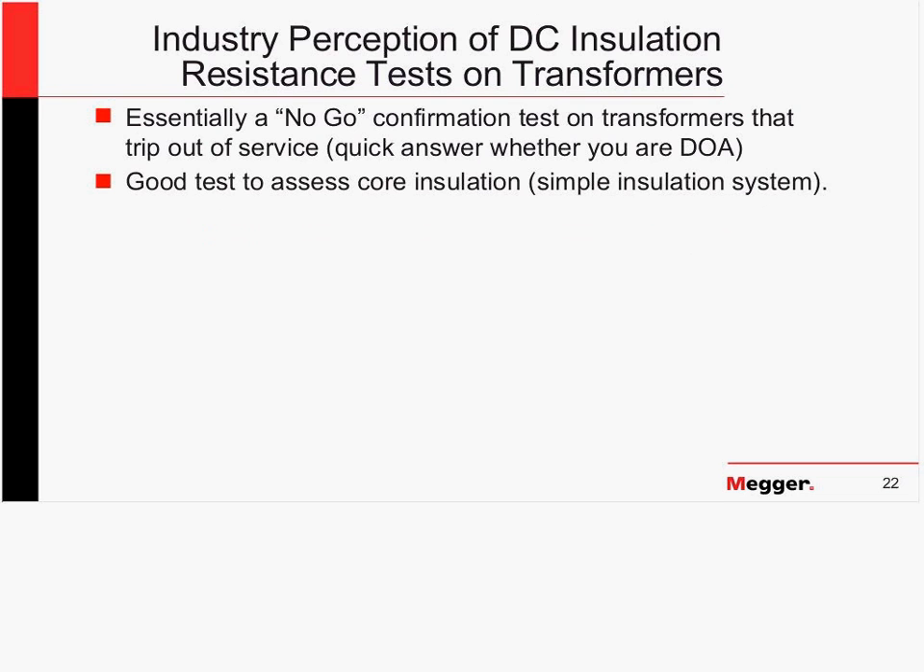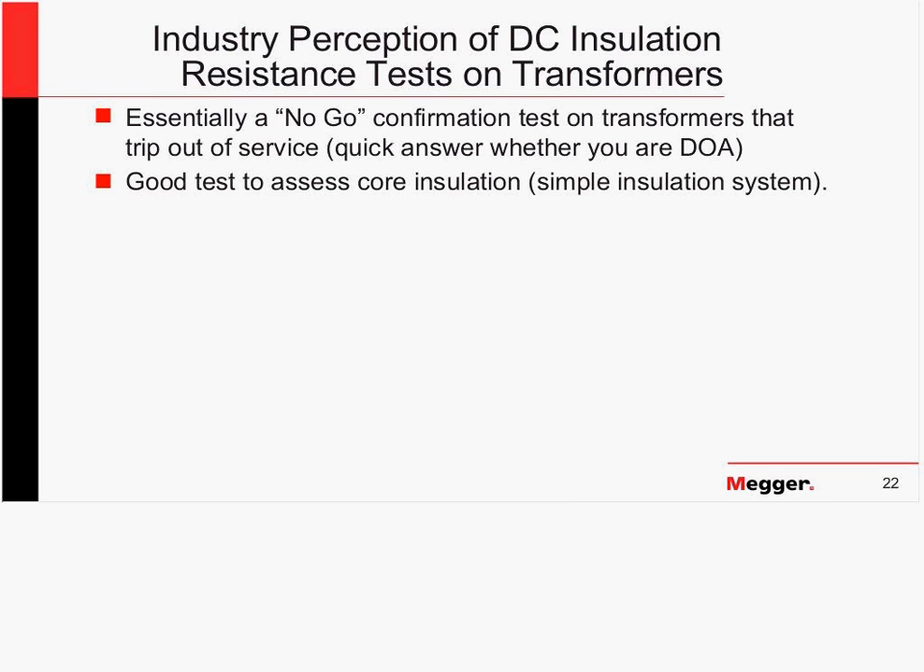So industry perception of a DC insulation resistance test on transformers is essentially that it's a no-go confirmation test. You get the phone call, you have to respond, your transformer has tripped offline. You want a quick, rapid test: are we dead in the water here? Do we need to implement a contingency plan and push this off to the side? We can do some diagnostics and post-mortem tests later, to see what happened.